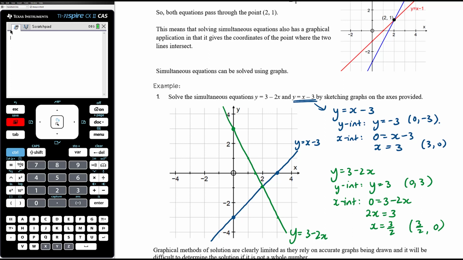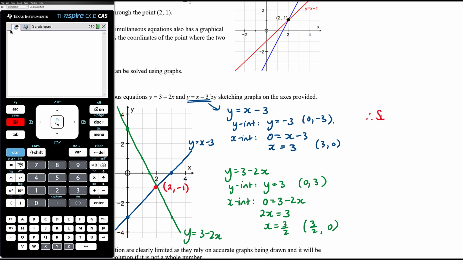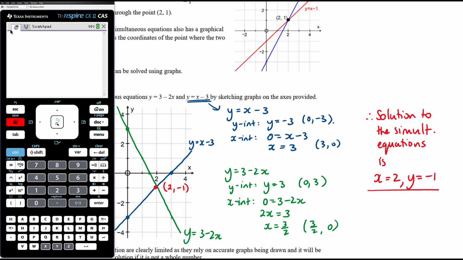And so we can see that they intersect here. We've got a nice precise drawing with a grid. They intersect at the point 2, negative 1. And so therefore, the solution to the simultaneous equations is x equals 2 and y equals negative 1.